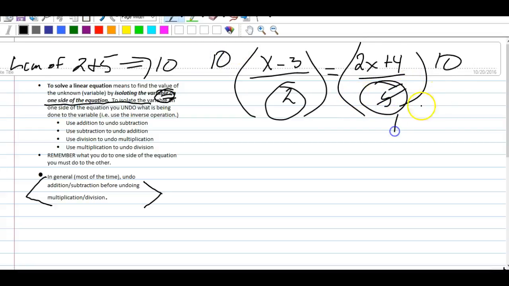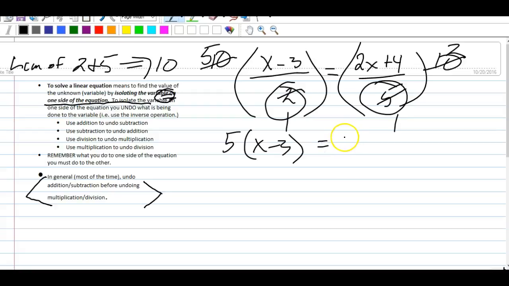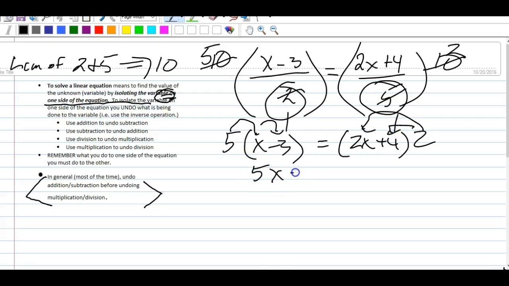5 will go into itself once. 5 will go into 10 2 times. 2 will go into itself once. 2 will go into 10 5 times. So that becomes 5 times the quantity x minus 3 is equal to the quantity 2x plus 4 times 2. Now distribute your 5 and distribute the 2 here. That will give me 5x minus 15 is equal to 4x plus 8.